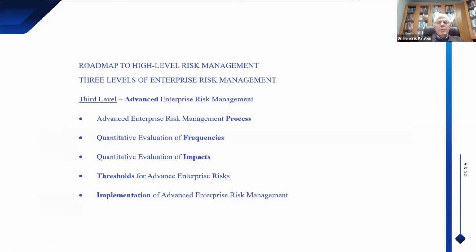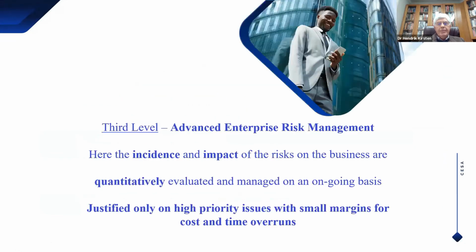The third level is advanced enterprise risk management. Here we want to look at the process involved, the qualitative evaluation of the frequencies, the quantitative evaluation of the frequencies, the quantitative evaluation of the impacts, thresholds for advanced enterprise risk, and the implementation of advanced enterprise risk management. In advanced enterprise risk management, the incidence and impact of the risks on the business are quantitatively evaluated and managed on an ongoing basis, and is justified only on high priority issues with small margins for cost and time overruns. And you will identify those issues in your business organization and in your projects that have small margins for cost and time overruns.